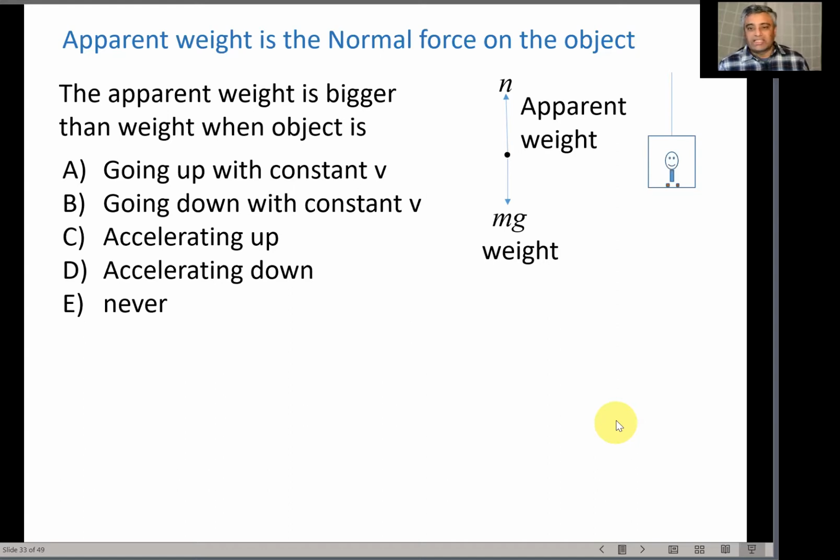So apparent weight, what is that? It looks like what we weigh is not always the same, especially when we are accelerating or the object is accelerating. When we are on the elevator and the elevator is accelerating, we are also accelerating. That means our weight is not going to be exactly mg. We're not going to feel mg, it's different. Whatever we feel is the normal force. That normal force is called apparent weight. So normal force is the apparent weight.